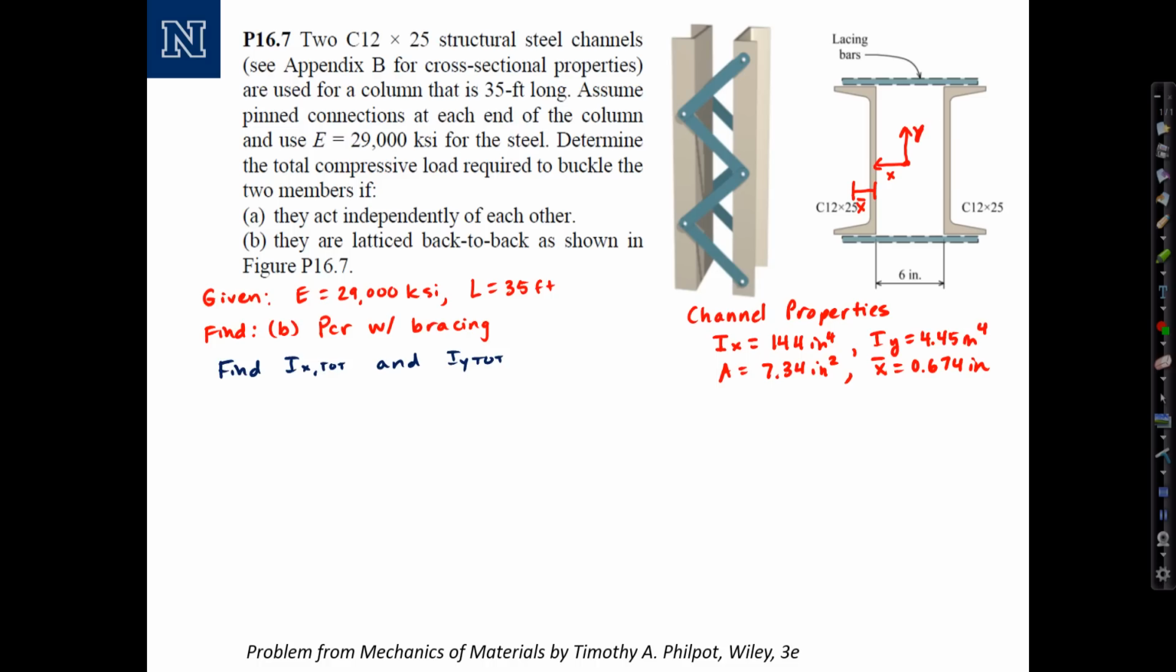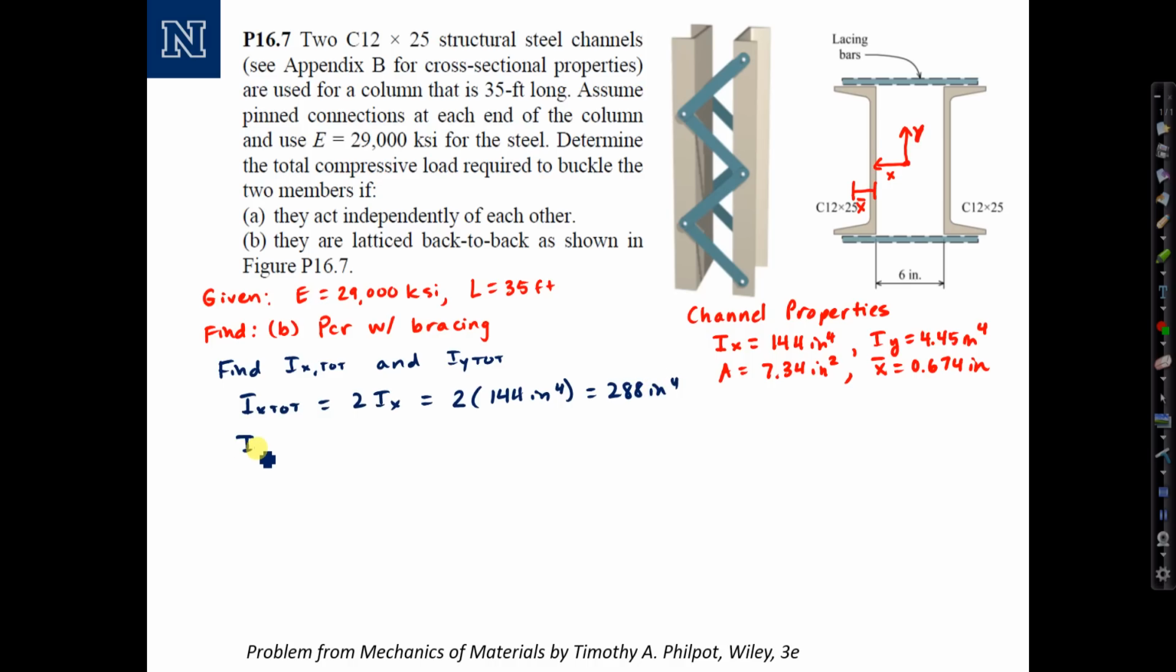For buckling about the x direction, it is similar to before, that both of the members are located at the centroid with respect to x. So the Ix total is simply going to be 2 times Ix for an individual channel. 2 times 144 inches to the fourth equals 288 inches to the fourth.